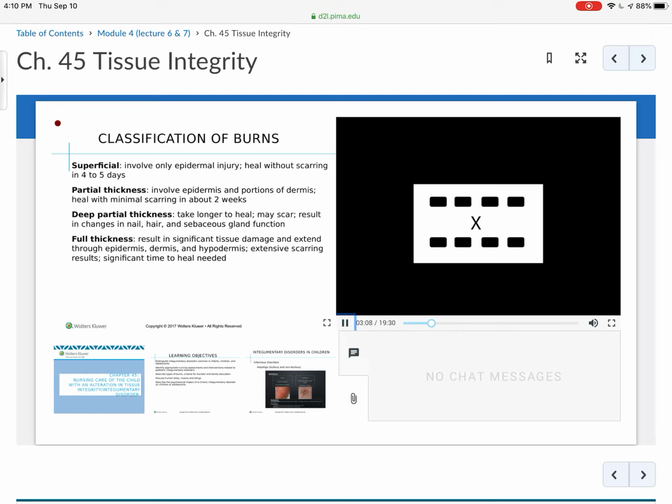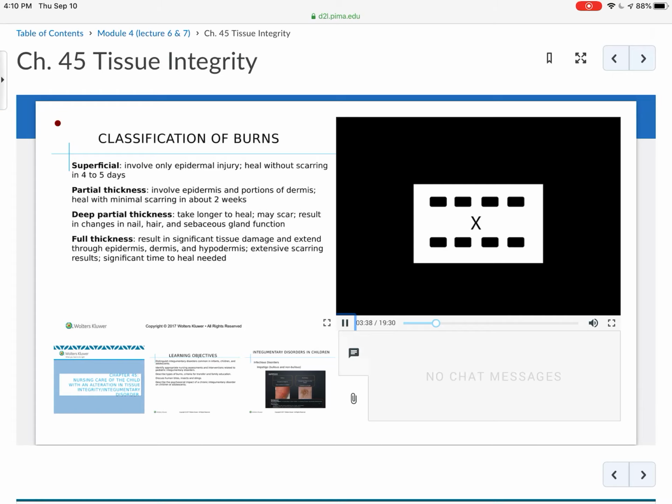When we think about burns, we used to call them first degree, second degree, and third degree burns, but we've changed the way that we describe it. We talk about superficial, partial thickness, deep partial thickness, and then full thickness. So your superficial is just the epidermal injury, so it heals. So that's burning yourself on the stove or burning yourself with a curling iron, something like that.